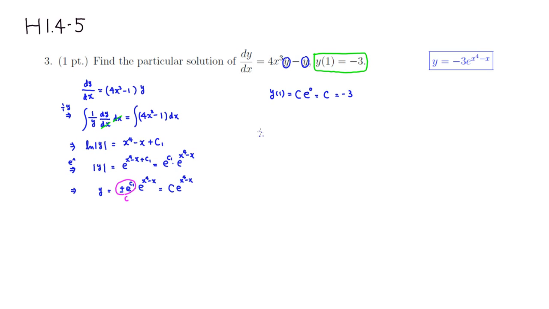So therefore, we have a solution. Y is equal to, c came out to be negative 3, then you have e to the x to the 4th power minus x. So that's how we get the answer we are looking for. That's it. I hope that this was clear.